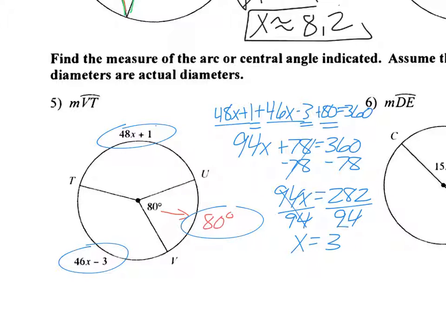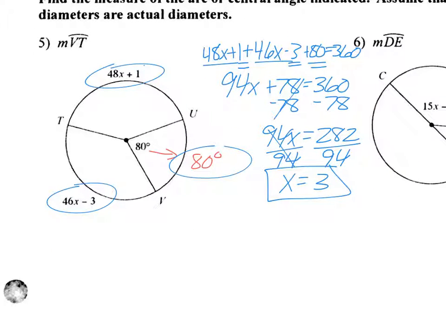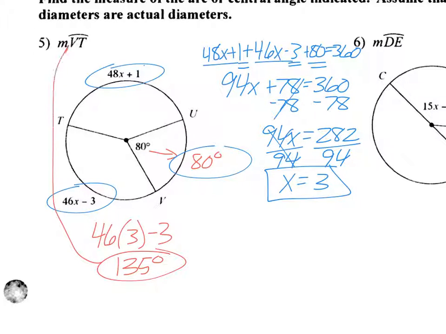Okay. Now, it says I want to find arc VT. Arc VT is right here, which is this expression. So I've got to take 3 and plug it into that expression. So 46 times 3 minus 3. So 46 times 3, and minus 3 would be 135. So that is the measure of that arc. So it's not just about finding x, but we have to plug it in.